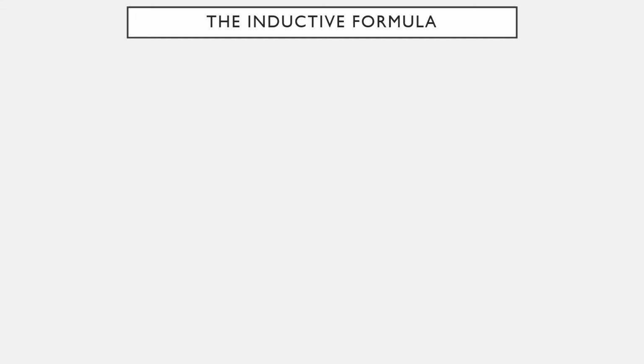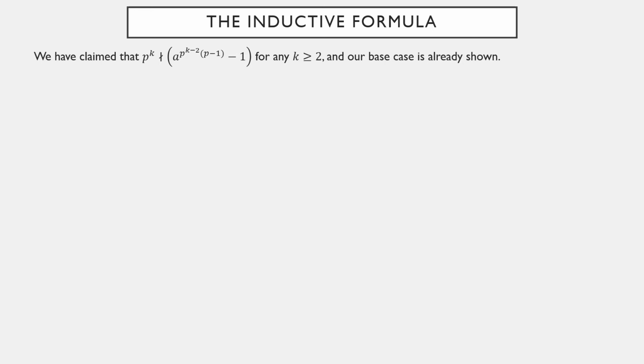Having established the base case, we should probably move on to the inductive step. So here was what we have claimed: p^k is not a factor of all of this stuff for any k 2 or larger, and we have shown that it's true for k equals 2. So let's assume the assertion holds for some value of k, 2 or larger.